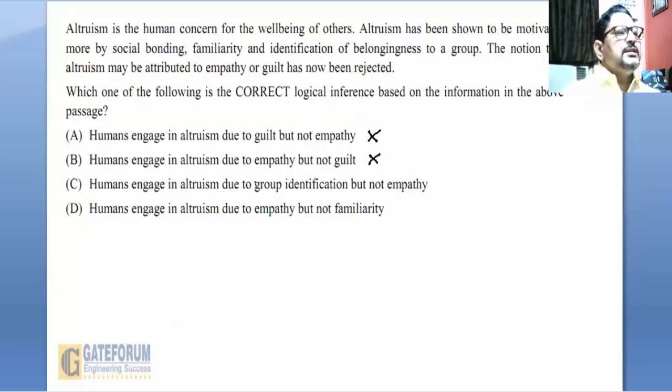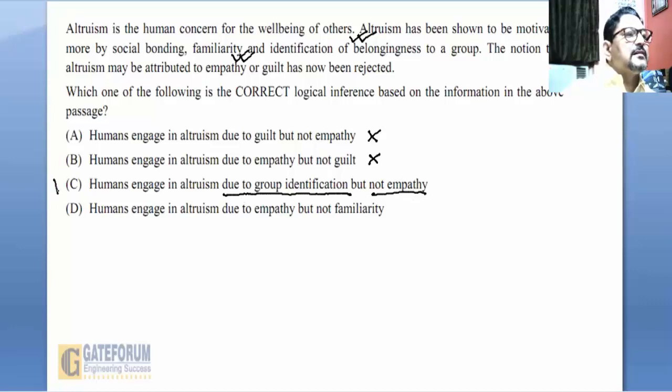Humans engage in altruism due to group identification but not empathy. Now they engage in altruism due to group identification. C is absolutely correct here. And not empathy is also absolutely correct here, because such has been mentioned. So we will say that this is the correct conclusion that can be drawn.